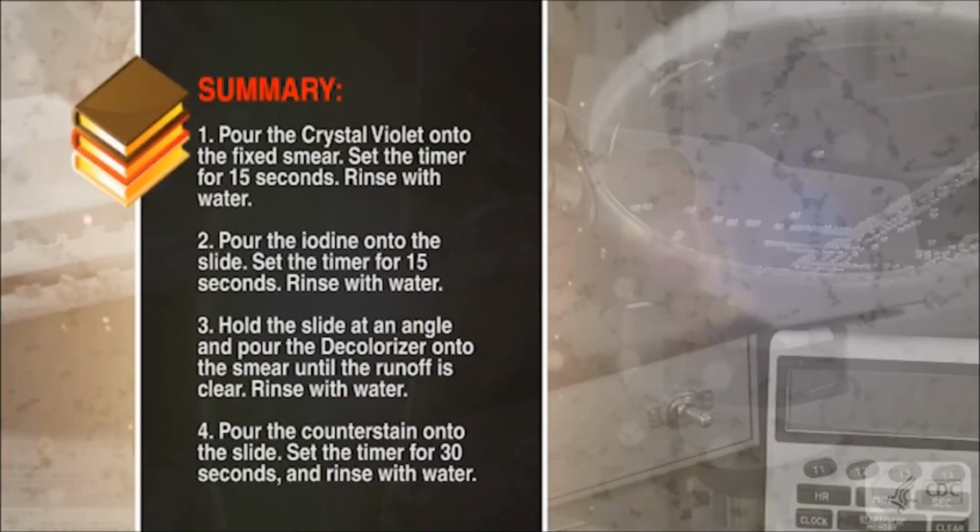To summarize the steps for the Gram stain, pour the crystal violet onto the fixed smear. Set the timer for 15 seconds. Rinse with water. Pour the iodine onto the slide. Set the timer for 15 seconds and rinse with water. Hold the slide at an angle and pour the decolorizer onto the smear until the runoff is clear. Rinse with water. Pour the counterstain onto the slide. Set the timer for 30 seconds and rinse with water.